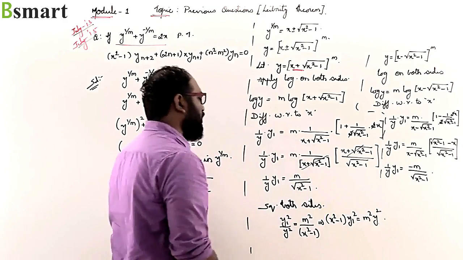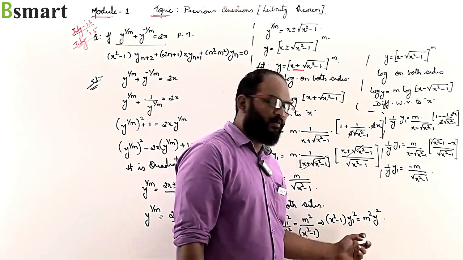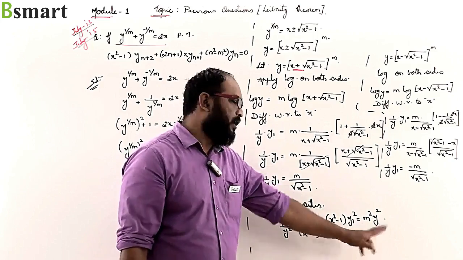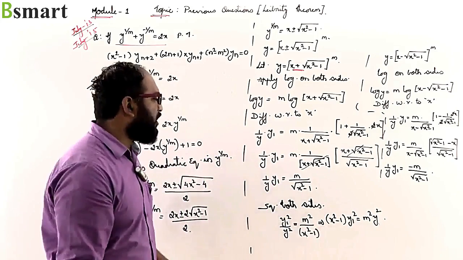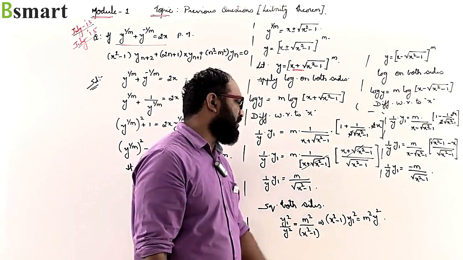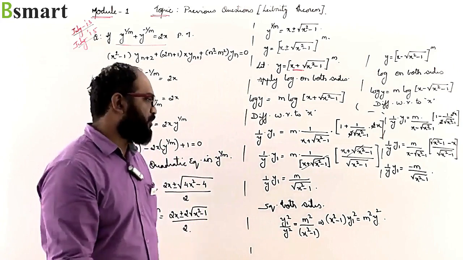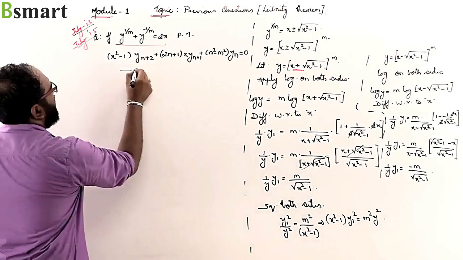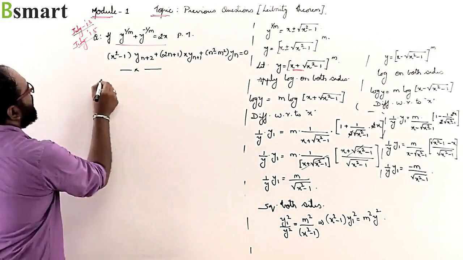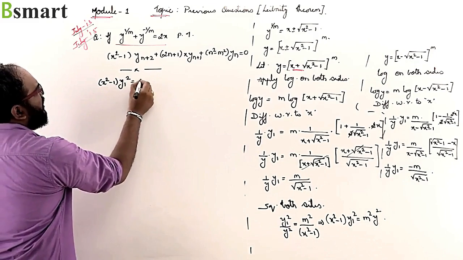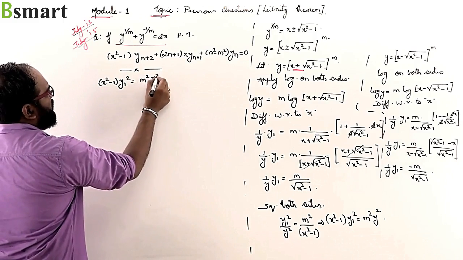Now as we got the relation between y and y1, in the same way we'll get the relation between y, y1 and y2. In order to get the relation between y, y1 and y2, we have to differentiate this term again with respect to x. After squaring and rearranging the terms, we got x square minus 1 into y1 square is equal to m square y square.